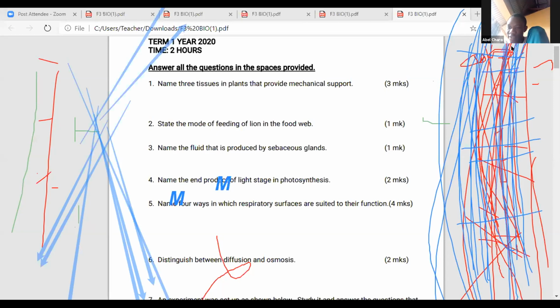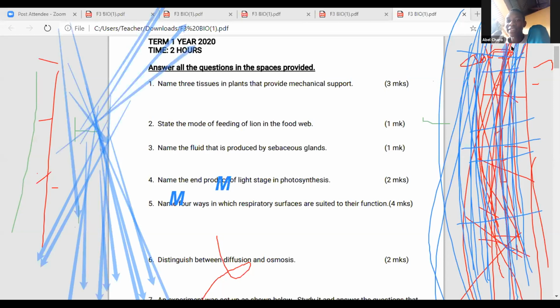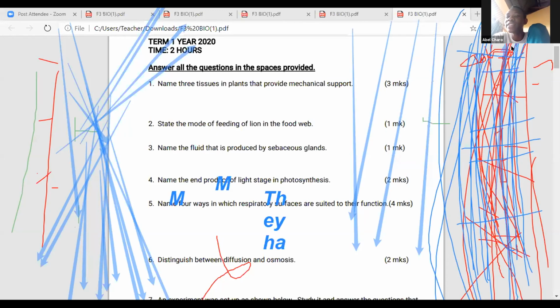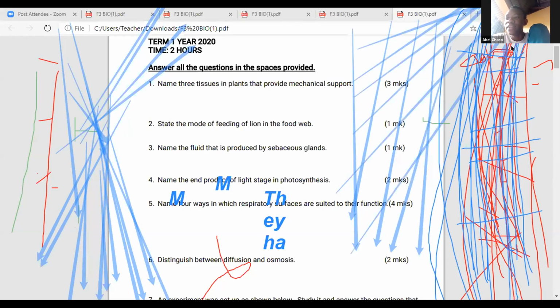Another one is that the gaseous respiratory surfaces must be well vascularized or must have a dense network of blood capillaries so as to increase the surface area for the diffusion of respiratory gases. Very true. That gaseous exchange surfaces must be well vascularized. That is to say that it must have numerous blood capillaries to increase the surface area for transportation of gases.